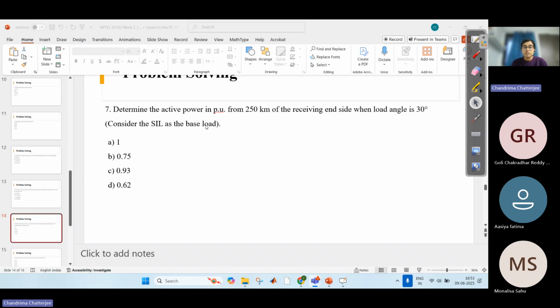Now the next question. Determine the active power in per unit from 250 kilometer of the receiving end side when load angle is 30 degree. They have asked to find out the active power in per unit. So any of you know what is per unit? Have you read about this term per unit?